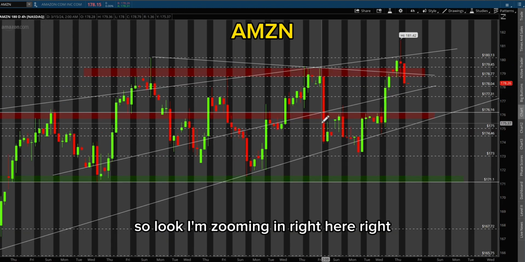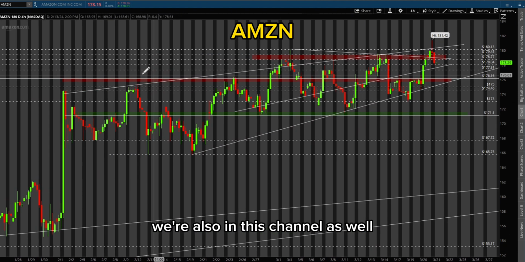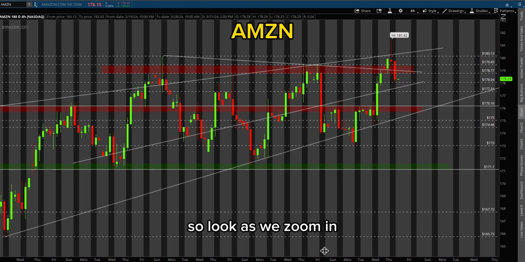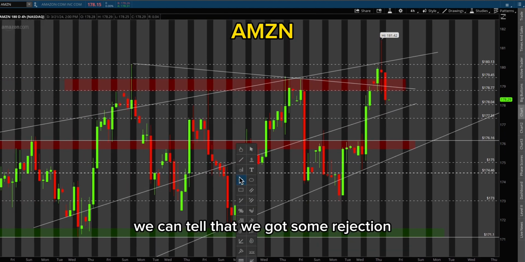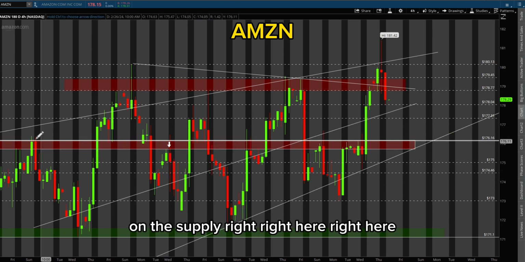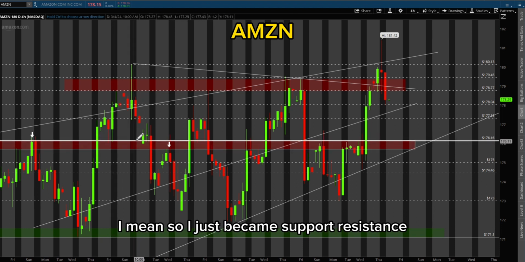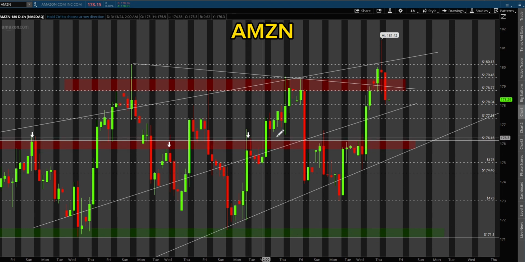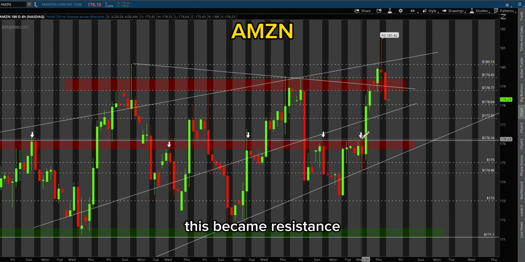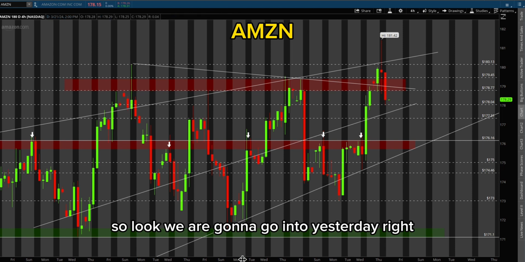Now look at this. I am zooming in right here. We're also in this channel as well, from this 176 down to this 170. As we zoom in, we can tell that we got some rejection on the supply right here, and then this became resistance. This became support, resistance, resistance, resistance again, and look what happened yesterday and today. This became resistance. This became resistance yesterday.